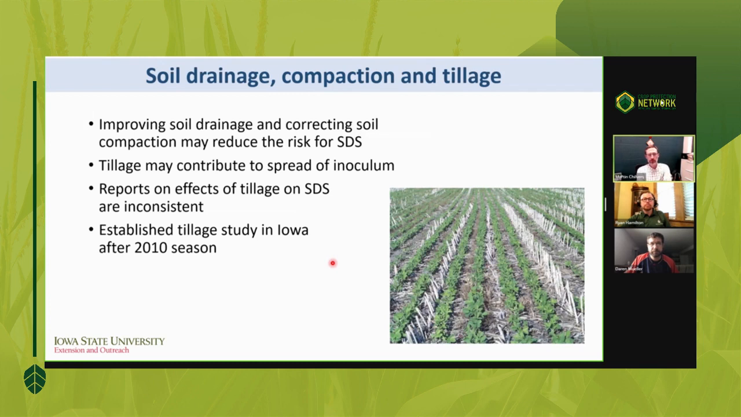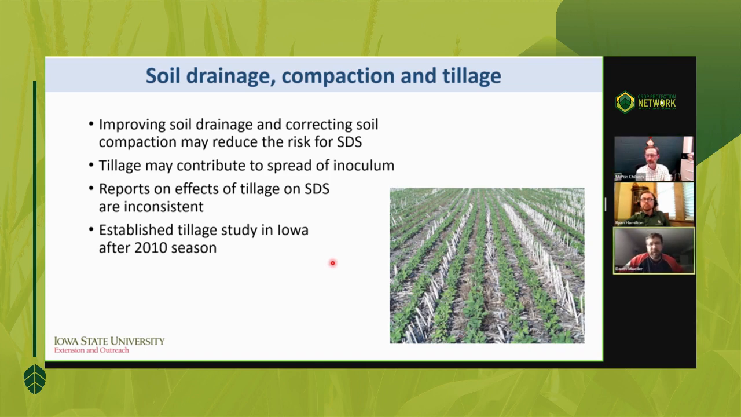Fantastic. So there's not been a lot of really recent work, I don't think, on tillage, but there have been some older papers that are out there. What sort of comments do you have with respect to tillage? Can it make soybean sudden death syndrome worse, or can it improve it?